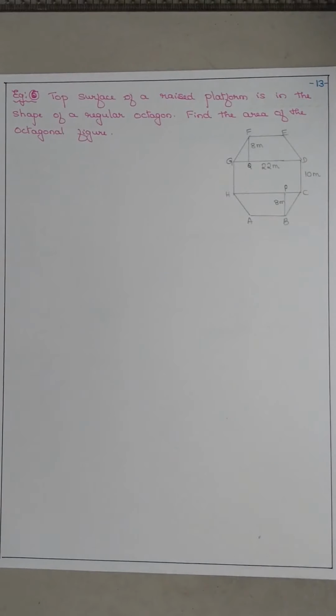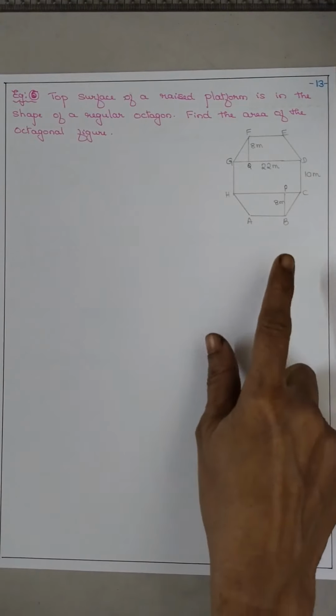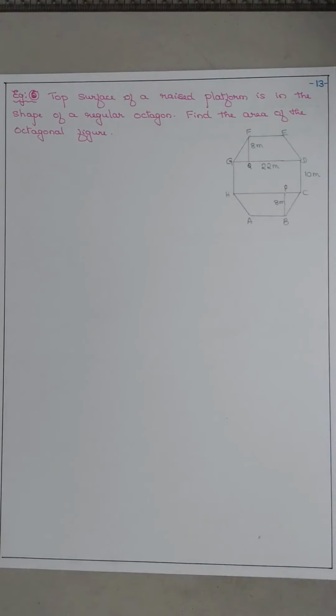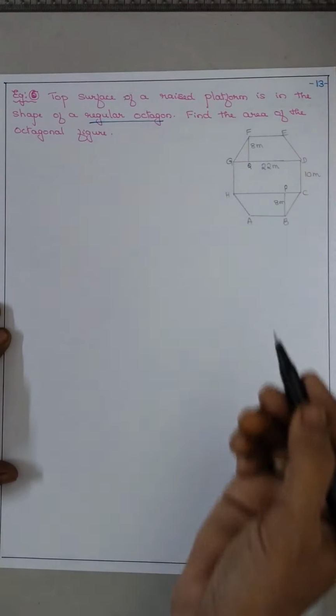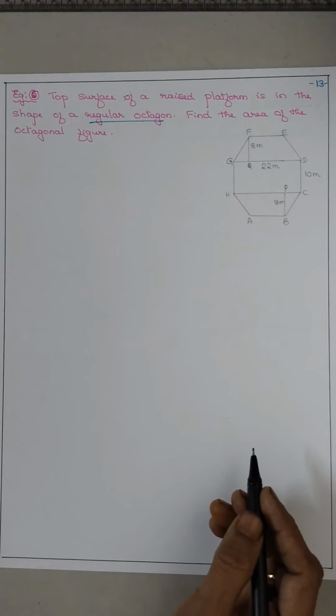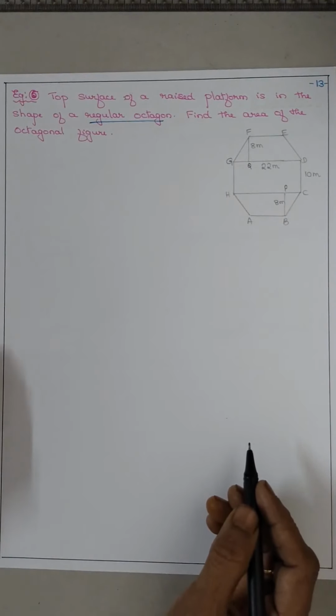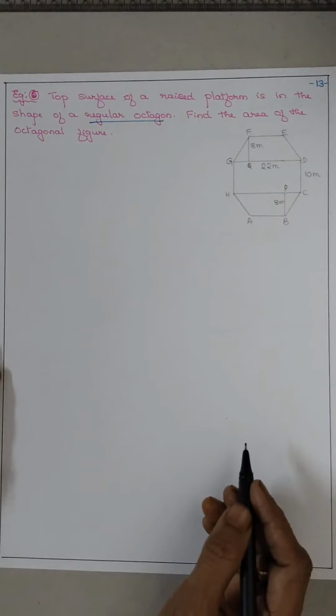The top surface of the raised platform is in the shape of a regular octagon. So a platform is there, it is raised, and the top portion is in the form of a regular octagon. Now I have already mentioned, regular means what? All the sides are equal. Now find the area of the octagonal figure.